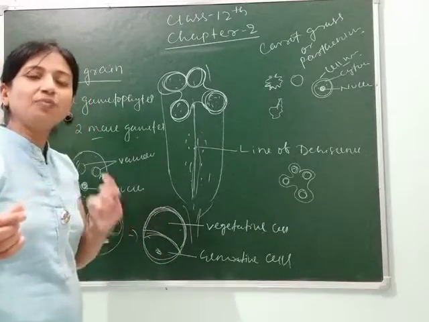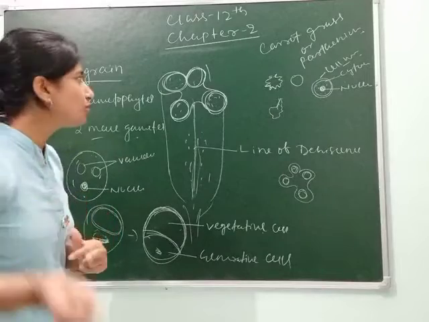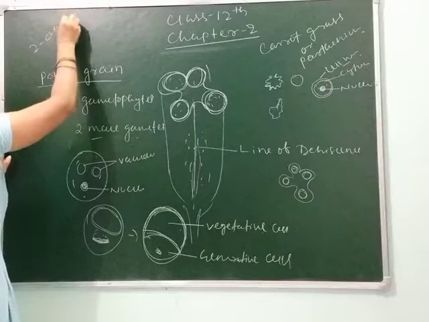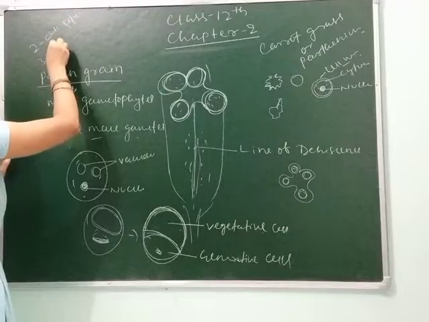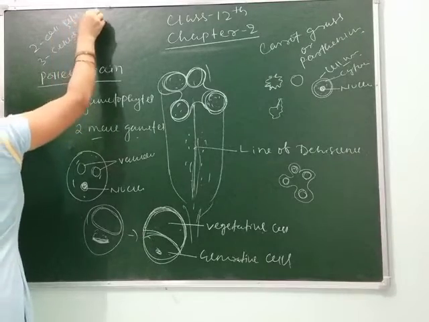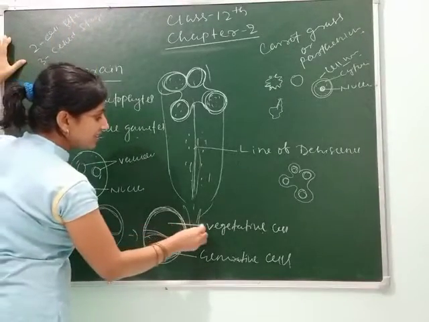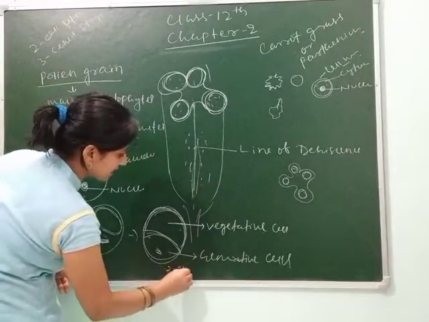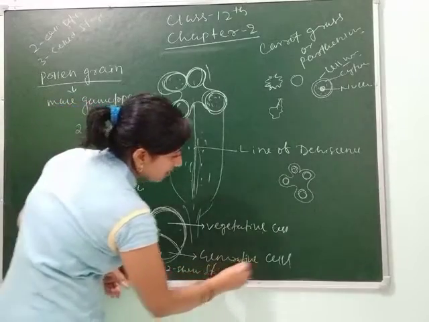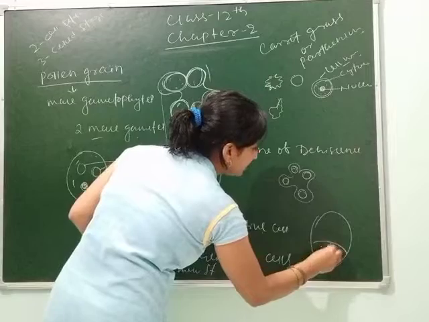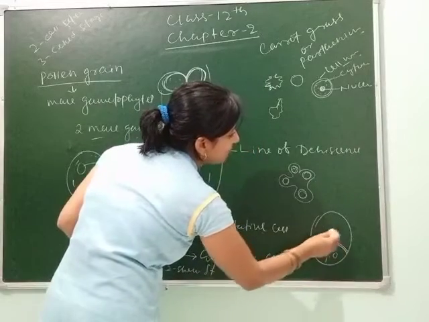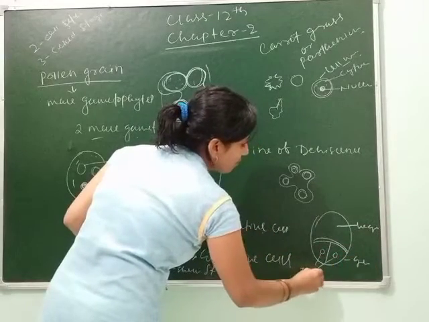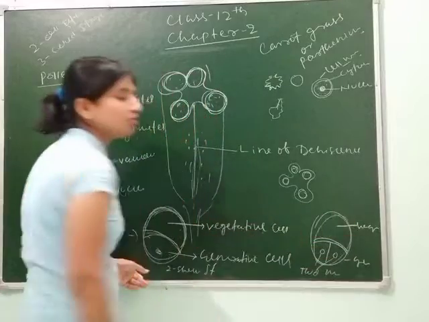So pollen grains are of two types. Some are shed at the two cell stage, and some at the three cell stage. In the two cell stage we can only see the vegetative and generative cell. Whereas in the three cell stage we can see two male gametes. Here is the vegetative cell and here is the generative cell having two male gametes. This is the mature pollen grain.